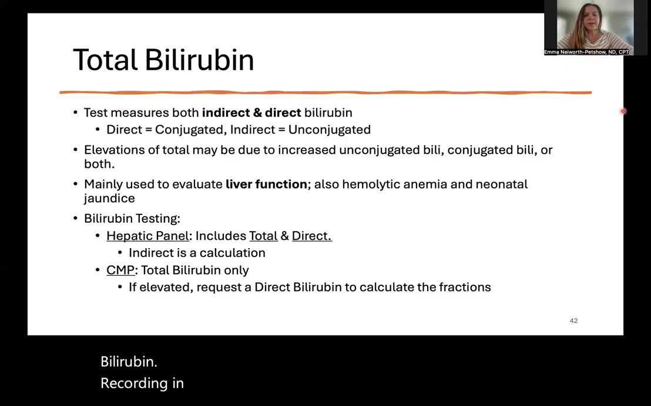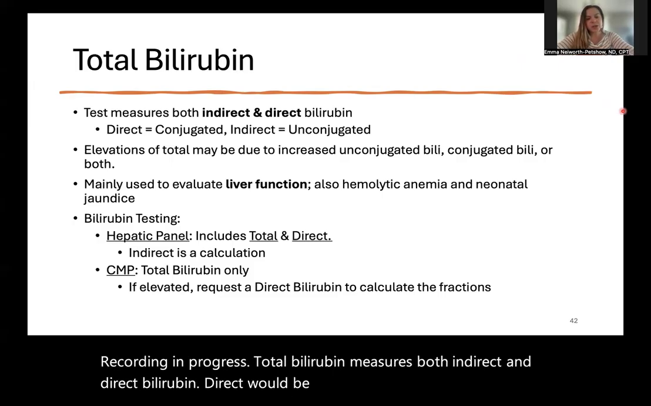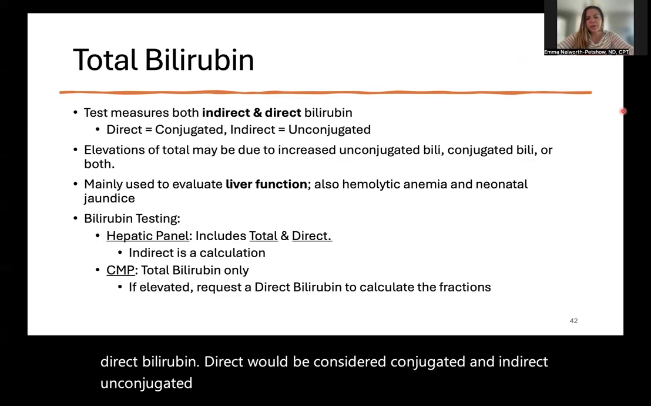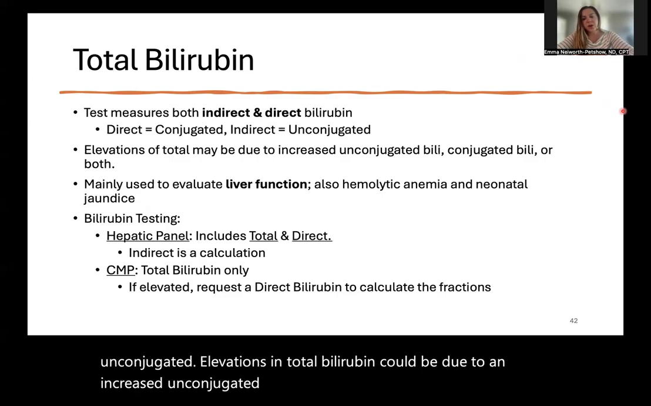Total bilirubin measures both indirect and direct bilirubin. Direct would be considered conjugated and indirect unconjugated. Elevations in total bilirubin could be due to an increased unconjugated bilirubin, conjugated bilirubin, or both. It's mainly used to evaluate liver function.